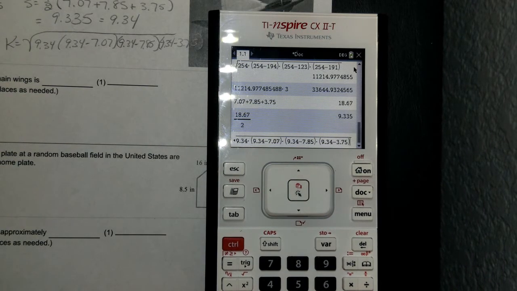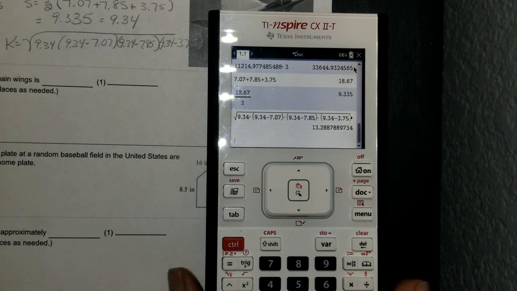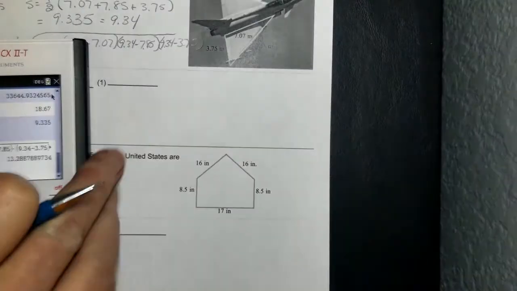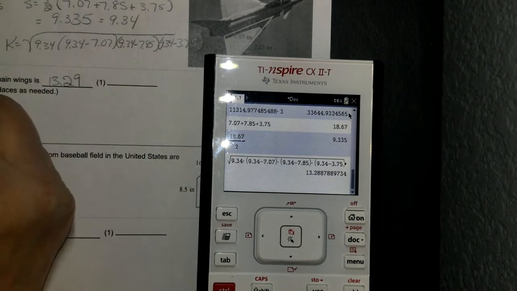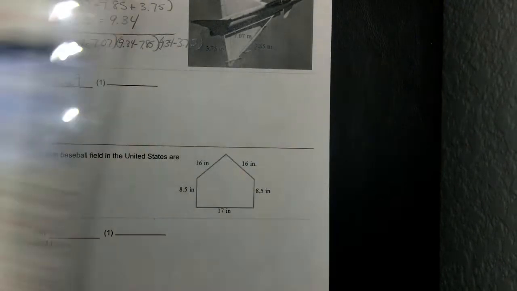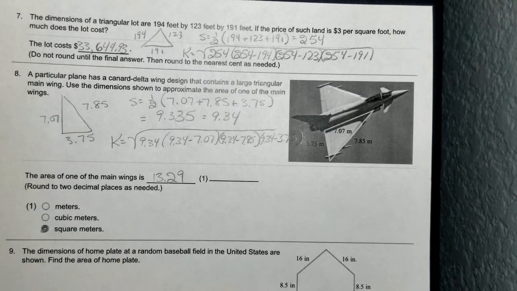Let me see if I got them all right. Good. And I get 13.288 or 13.29. So 13.29, and it's going to be square meters because we're doing this in meters. All right, let me make sure you can see that whole problem before we move on.